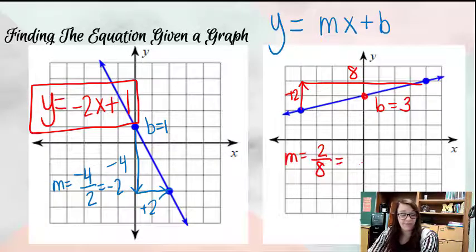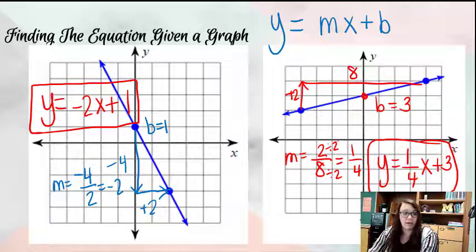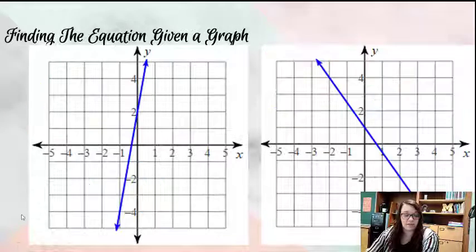I can simplify that. 2 and 8 both are divisible by 2. So I'm going to divide by 2 on top and bottom and get 1/4 as a simplified slope. So y equals 1/4 x plus 3. All right, moving forward. Our last examples for today. Let's find my y-intercept on the graph. It is here at 2.